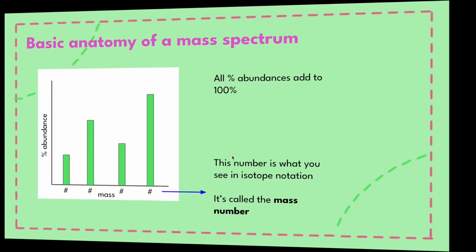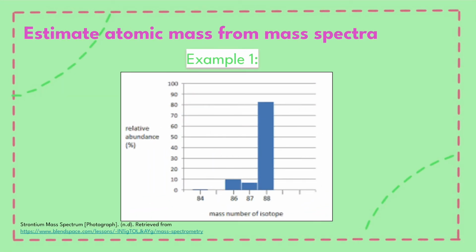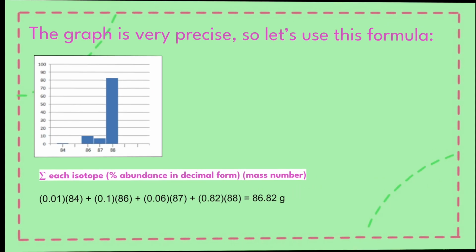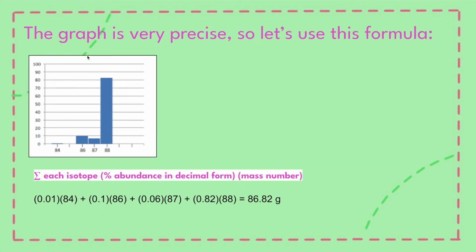Let's look at how to do some problems with mass spectra, such as estimating the atomic mass. In this example, we have a mass spectrum here that is actually very precise due to all the detailed markings that we see here. That gives us the opportunity to use this formula to calculate the atomic mass of the element that this data was collected from.